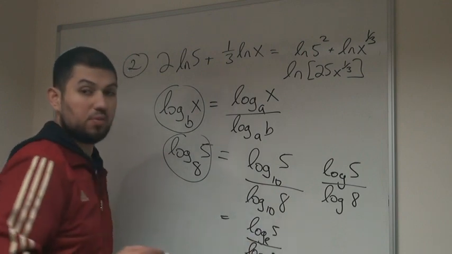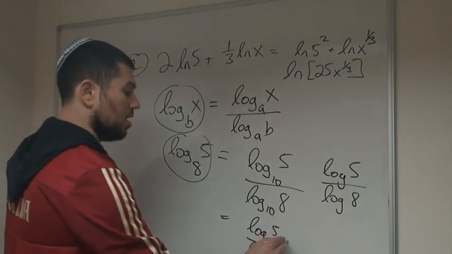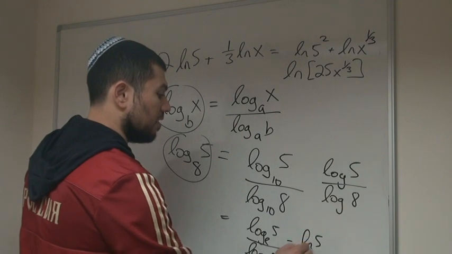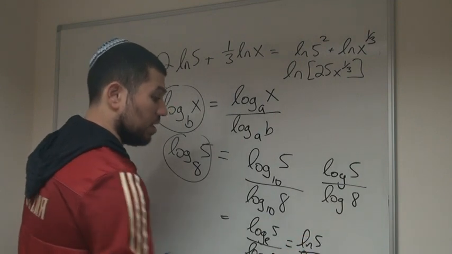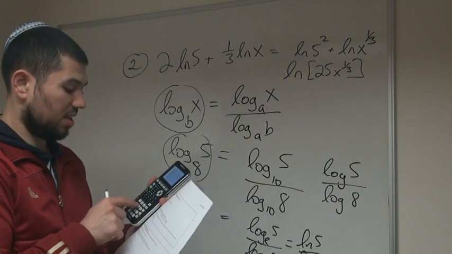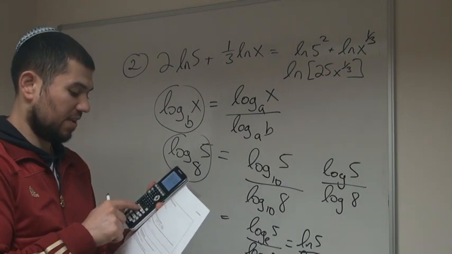Or you can change it to log to the base e of 5 over log to the base e of 8, which is the natural log. That's the ln of 5 over the ln of 8. Will you get the same answer? Let's test it. ln of 5 divided by the ln of 8.